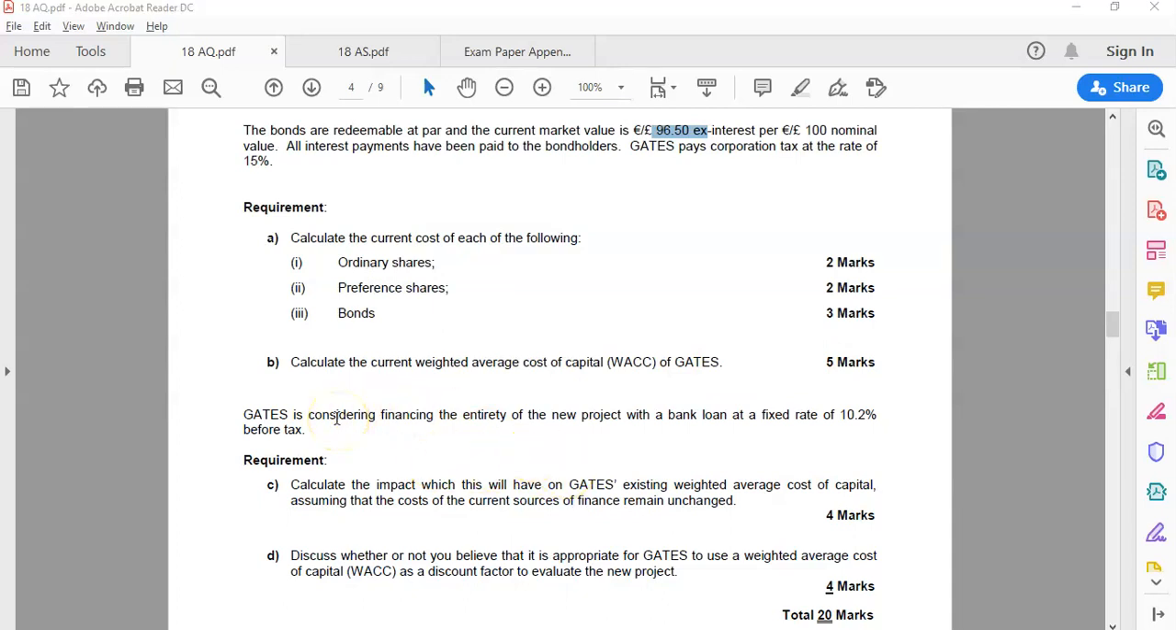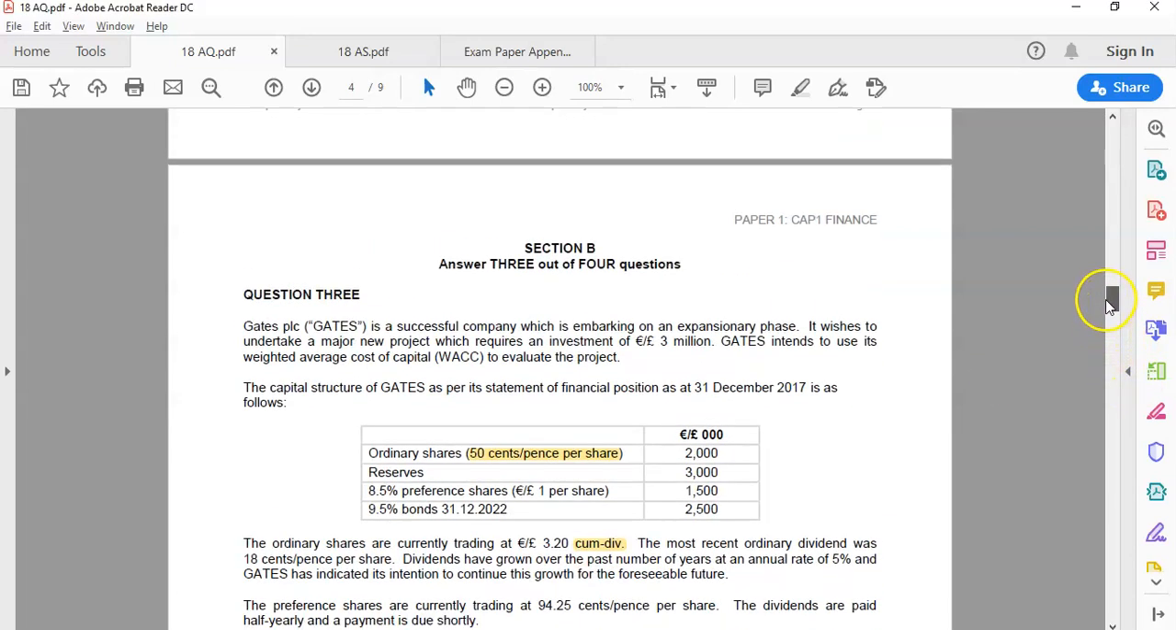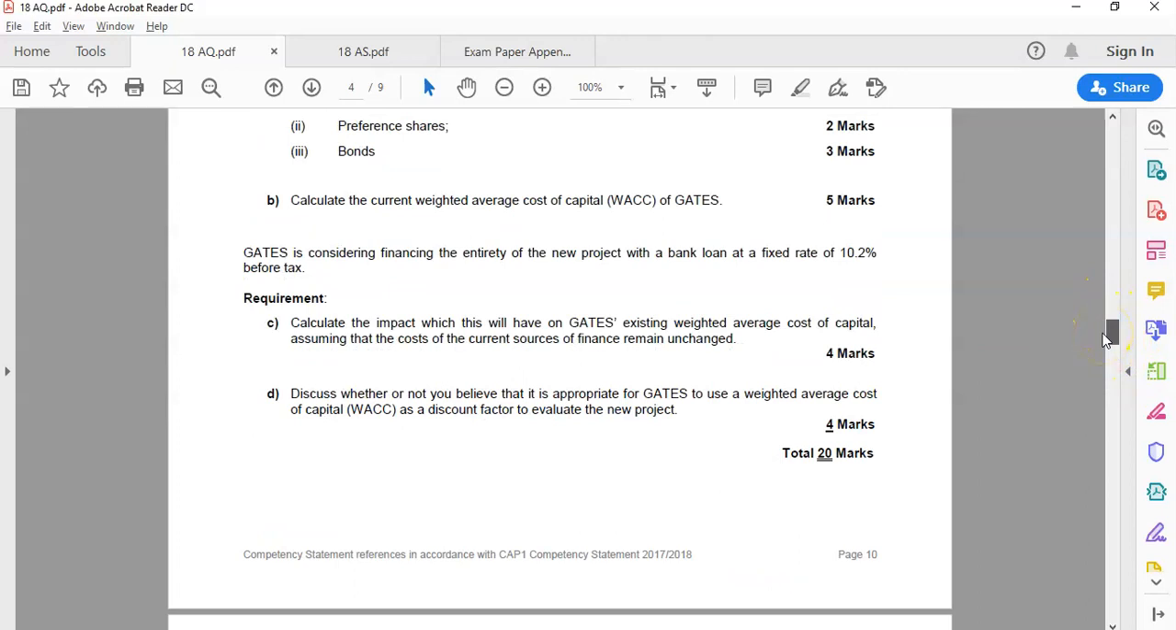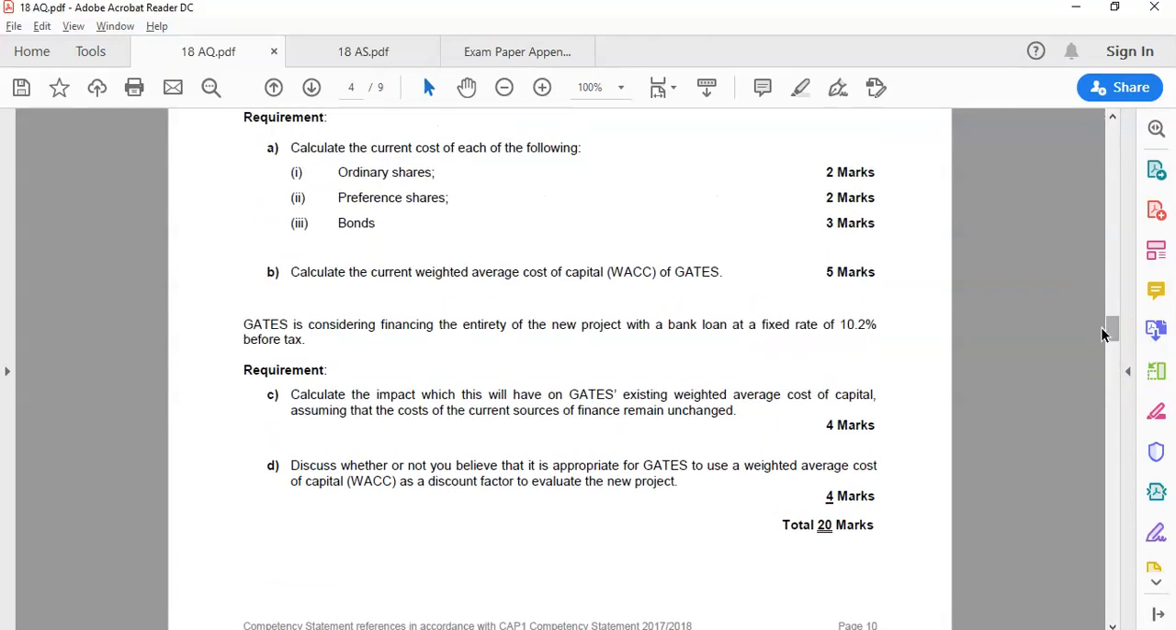They're also saying they're considering now, for Part C, financing the entire new project, which is this 3 million, using a bank loan at a fixed rate of 10.2%. What's the impact it will have on the WACC if everything else stays the same? This was quite straightforward if you knew what you were looking at, but quite tricky for students who didn't really know what to do.